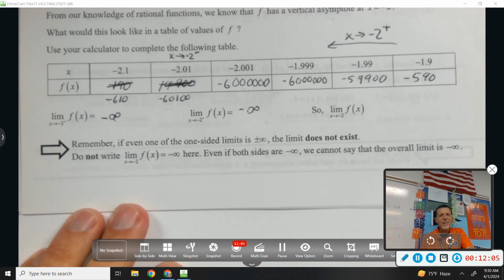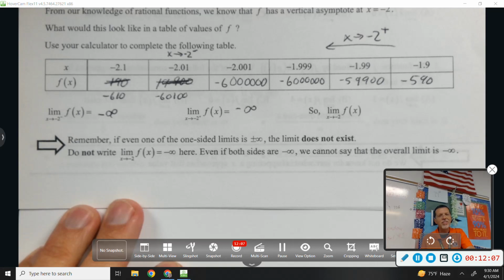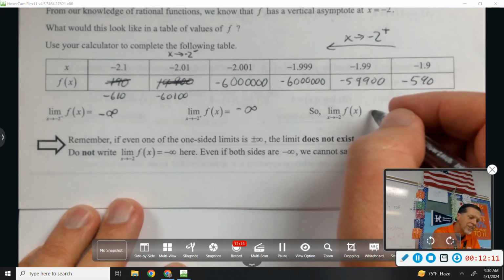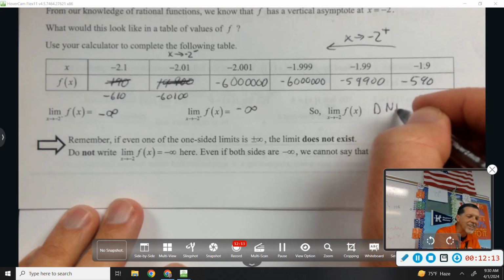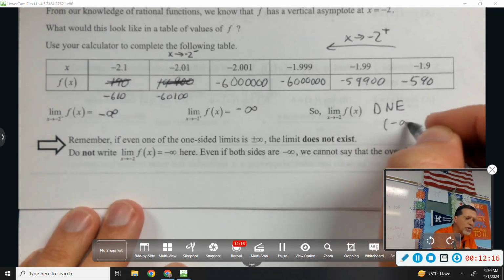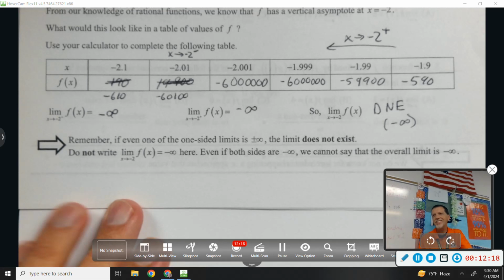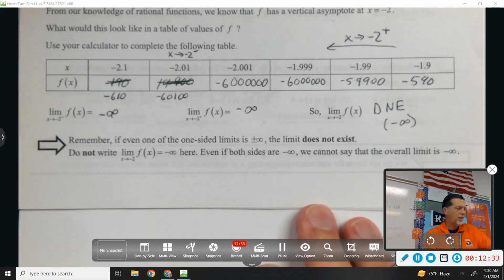So, this is a bit of a trick question. The limit as x approaches negative 2 is? Good. It does not exist. You could put negative infinity in parentheses because that's why it does not exist. Maybe that's a better way to say that. So it doesn't exist. The reason it doesn't exist is it's going to negative infinity. So it's kind of a different DNE than the last problem, but it still does not exist.